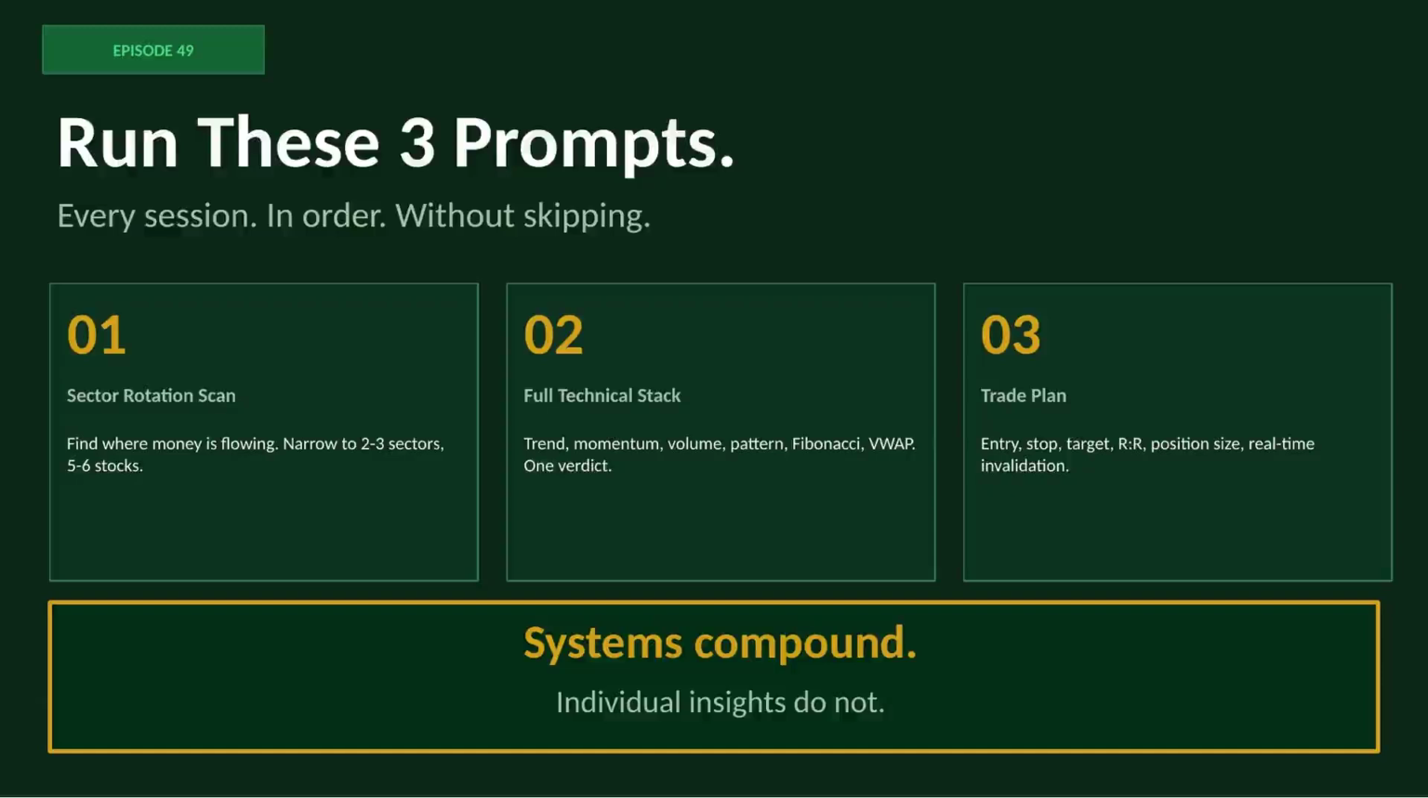Individual insights are random. Systems are repeatable. And repeatable is what compounds. Systems compound. Individual insights do not.